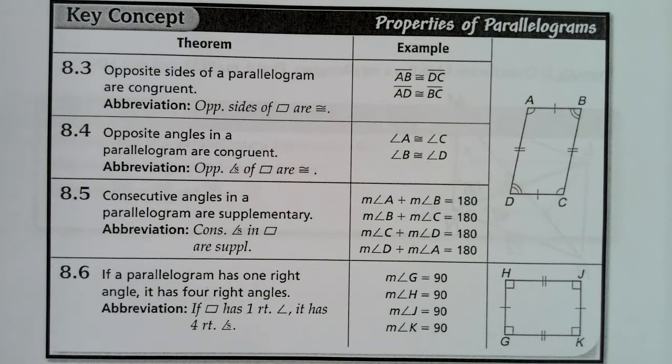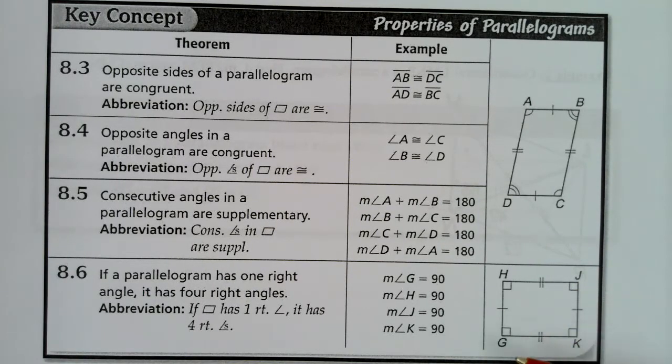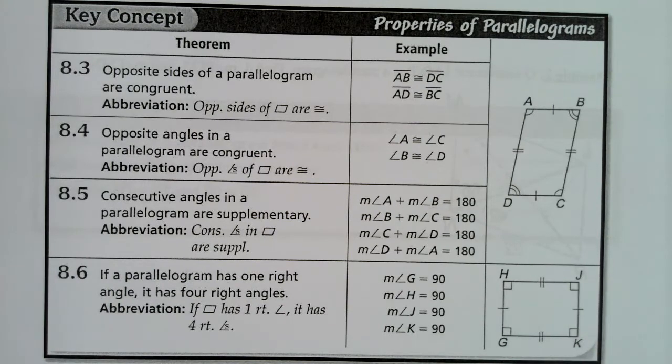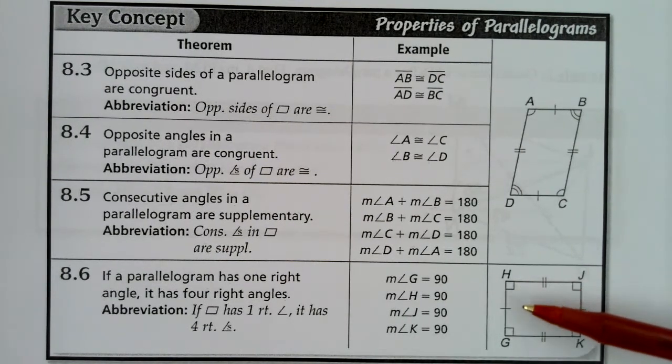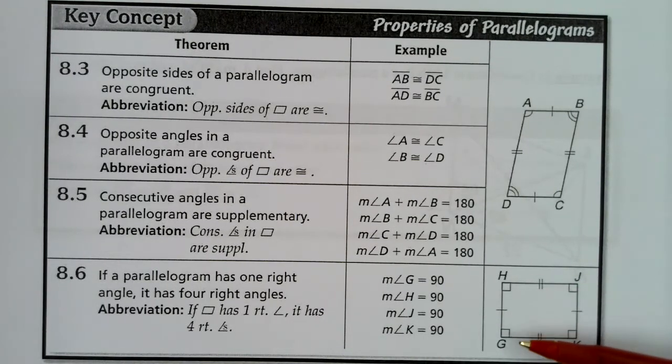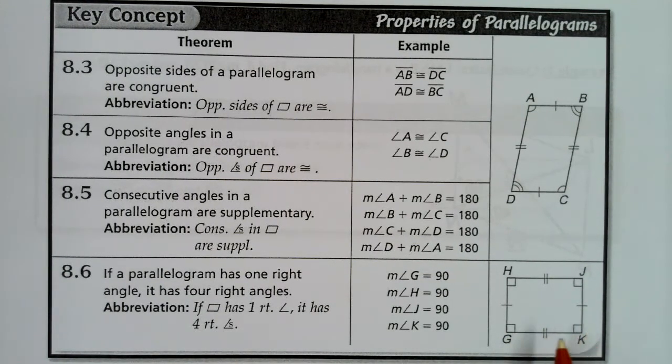Think about it like this. Let's pretend we know that G is 90, and we don't know anything else. So let's say we know angle G is a right angle. If G is a right angle, then it means J is also a right angle because the opposite angles are congruent. We just learned that above. And again, if G is 90, then it means H is 90 because these are consecutive angles and they have to add to 180 because they're supplementary. And by that same logic, if G is 90, K is 90 because these are also consecutive angles, so these are also supplementary.